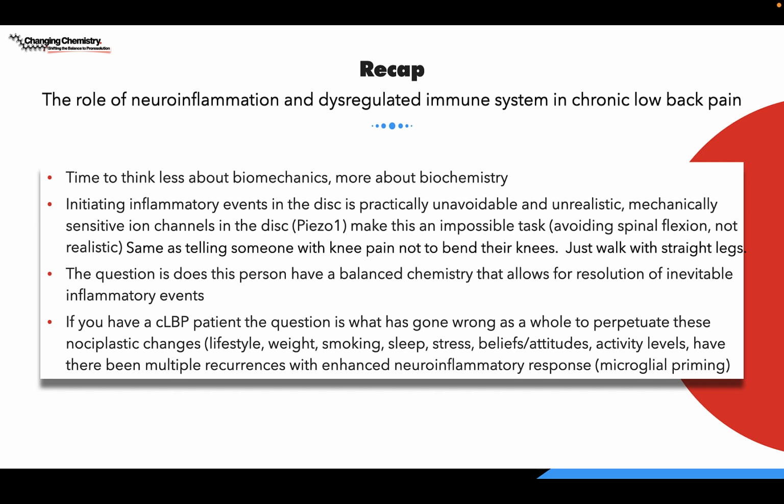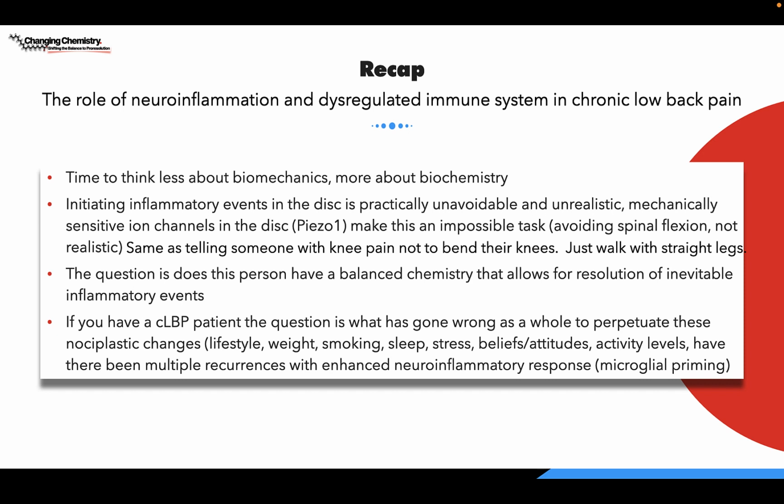pain and realizing that when it comes to chronic back pain, the answer is likely somewhere in the neuroimmunochemistry, which currently remains invisible with our imaging like MRI and a little bit hard to investigate. So we just have to assume that there is something going wrong with this person's chemistry.